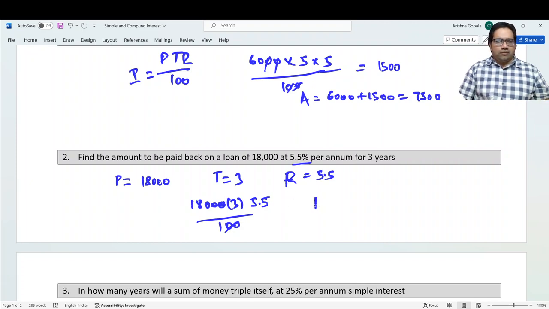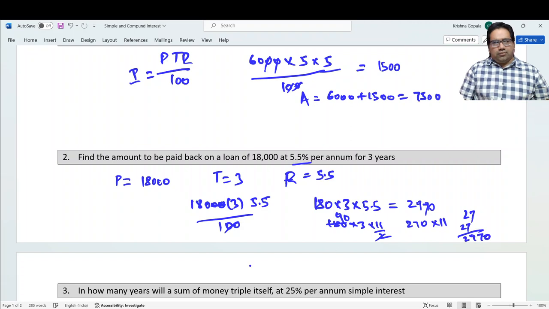180 into 3 into 5.5 is the total interest that you have to pay. This is equal to 2970. 180 into 3 into 5.5, that is 180 into 3 into 11 by 2. You can do this, right? 90, then 270 into 11, that is 2970. This is the interest that we have to pay.